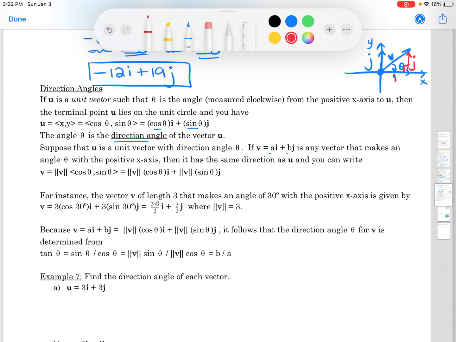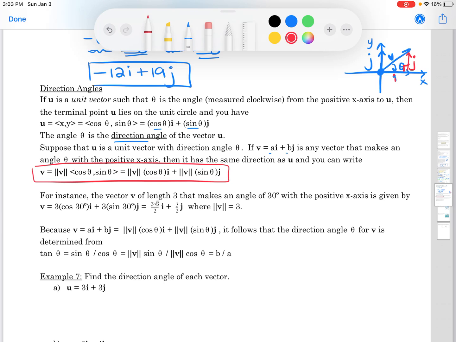So then if we wanted to turn that unit vector into something else, all we're doing is going to multiply by the magnitude to fix that. So this is where we get this formula from. So for instance, if we have a vector of length 3, that's going to make an angle of 30 degrees with the positive x-axis. It's given by this formula.